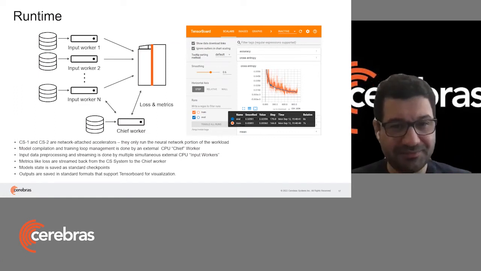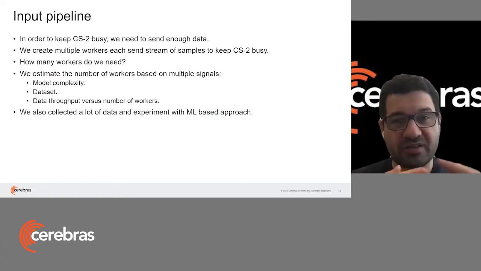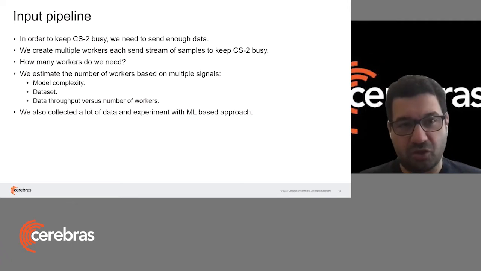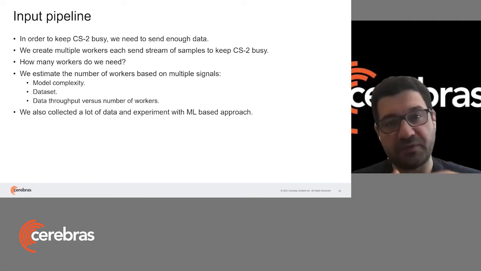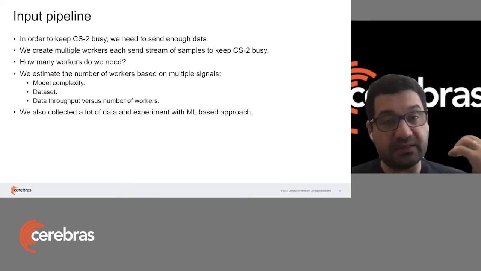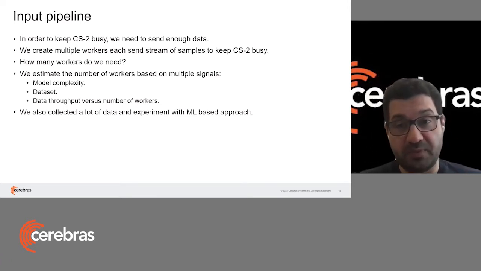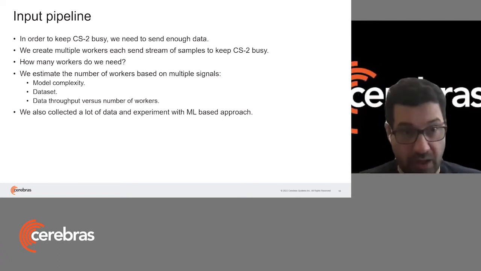Okay, next, please. As we said, it will be very bad if you have CS2 and you are not taking advantage of it, or you are starving the pipeline, because the CS2 is much faster than the flow of data coming into it. So the way we deal with that is we have multiple nodes in your cluster that keep reading data in parallel and send that data sample by sample to CS2 to keep it busy. The FPGA on CS2 batches those data together and sends it to the model.